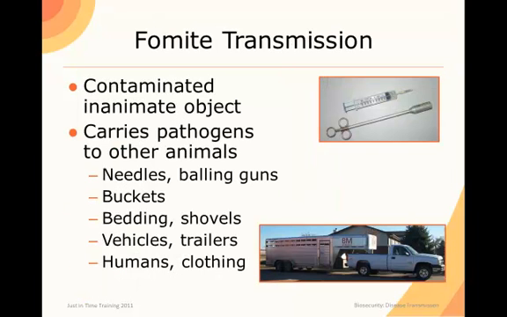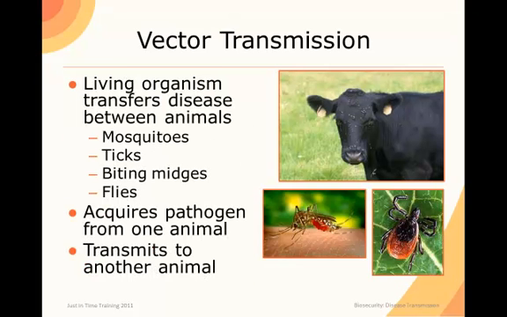Fomite transmission of diseases involves any inanimate object that can transfer microorganisms from an infected animal to another. Examples of fomites that may be present during a response include needles, balling guns used to dispense medication to cattle, feed or water buckets, bedding, and shovels. Even items such as clothing or vehicles may become contaminated and serve to spread pathogens.